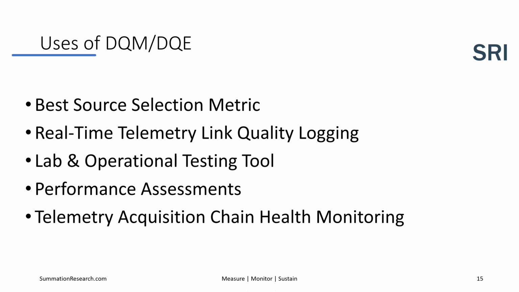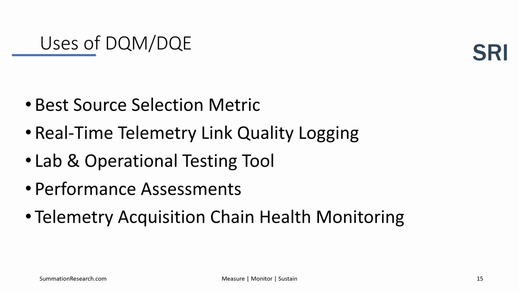Best source selection metric. DQM and DQE are critical components in the best source selection system. BSS systems are designed to choose the best possible telemetry data stream from multiple sources in real time. By utilizing DQM, best source selection can objectively assess the quality of each stream, ensuring that the highest quality data is used for analysis and decision making.